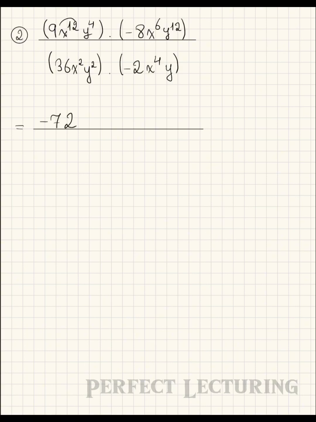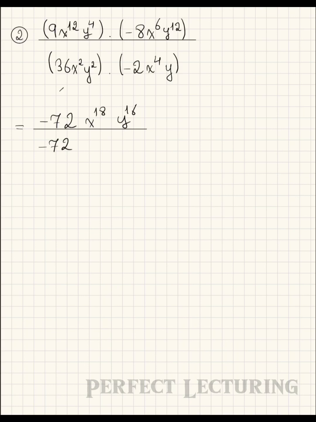I have x to the 12 and x to the 6. That is x to the power of 12 plus 6, which is 18. And y to the power of 4 times y to the power of 12 is y to the power of 4 plus 12, that is y to the power of 16. In the bottom, we do the same thing: 36 times negative 2 is negative 72.